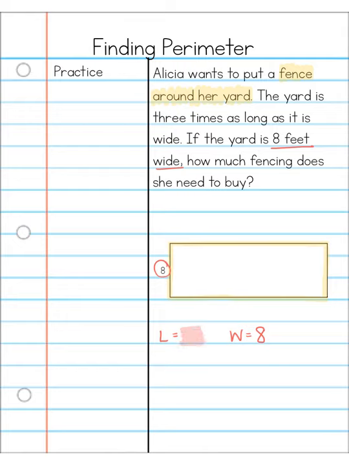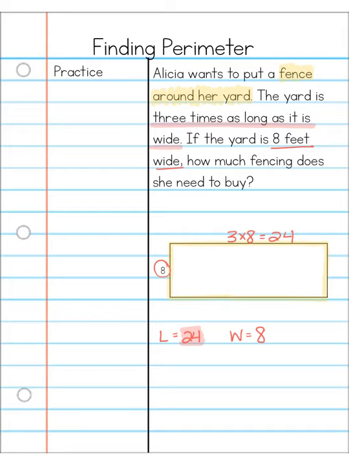But the problem does tell me that the yard is 3 times as long as it is wide. So it's 3 times as many as 8, or 3 times 8. I know that 3 times 8 is 24. So my length is 24. Now 24 is not my answer. That was the first step in solving this problem, because I can't find perimeter without knowing both the dimensions of the length and the width.